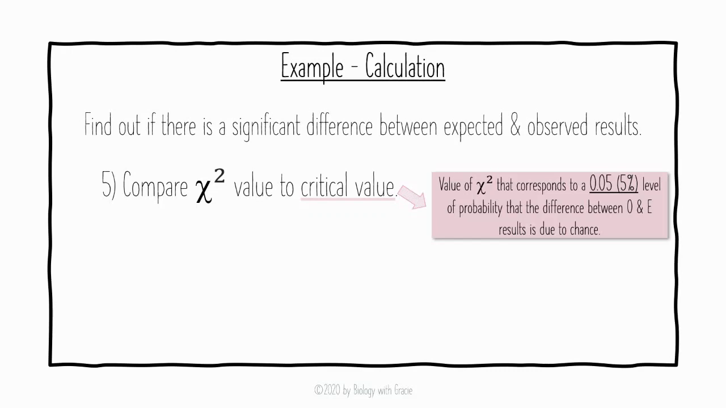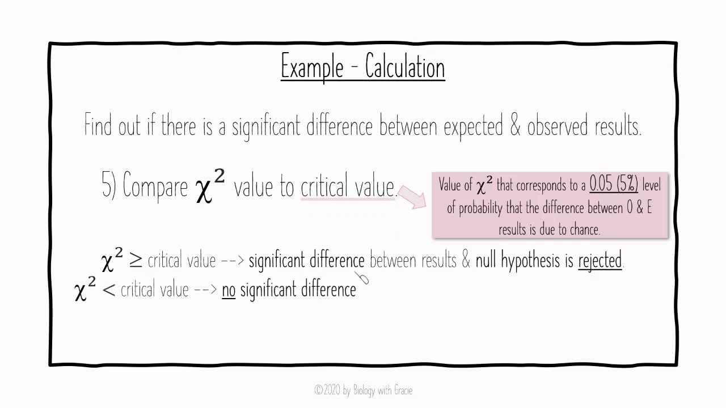So basically we're going to compare our chi-squared value that we've calculated to another value. If our chi-squared value is greater than or equal to the critical value, this means there is a significant difference between our observed and expected results, and we can reject the null hypothesis.